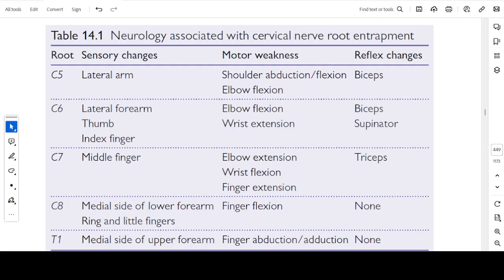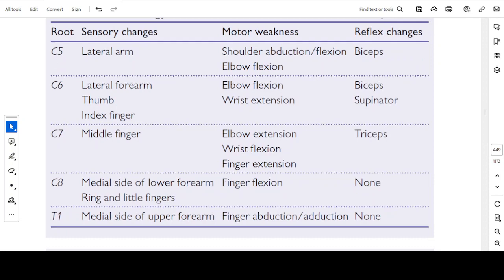C6: sensory supply to the lateral forearm, the thumb, the index finger. Causes motor weakness with elbow flexion and wrist extension. Biceps and supinator reflexes are affected. C7: the middle finger is the sensory supply, affects elbow extension, triceps, flexion at the wrist, finger extension. Triceps is the reflex that is affected.